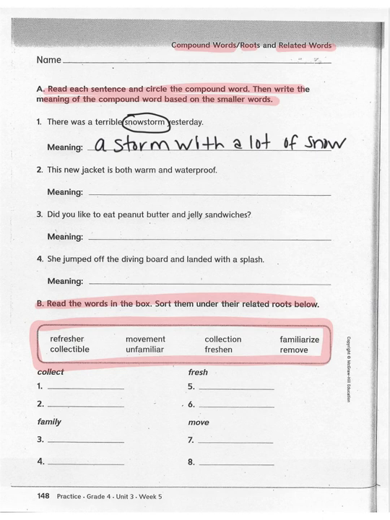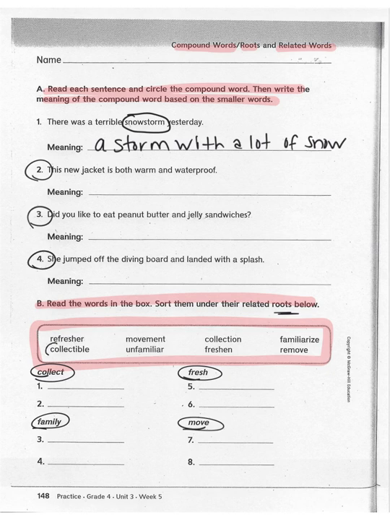You're going to do the same thing for numbers 2, 3, and 4. Down below, part B says read the words in the box and sort them under the related roots below. So you have collect, you have fresh, you have family, and you have move. You're going to look for the words that are related and have that root word in them. So when I look for collect, I look up here and I see collect in this word, and that is the word collectible. So I'm going to go ahead and put that on the line. Then when I go over here, I'm looking at another word that has collect in it. The word is collection. So I'm going to go ahead and write that on the line. Please continue to do the rest with the example that Mrs. Long gave you.